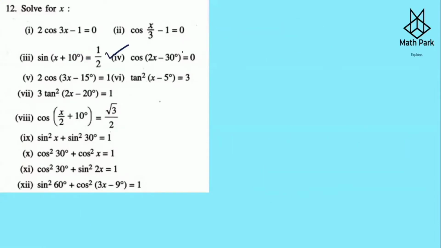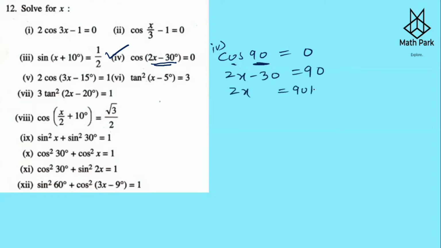Let us start with the fourth one. We have cos of 2x minus 30 is equal to 0. And we know that cos of 90 is equal to 0. We are doing the fourth one. Compare these two equations. So we get 2x minus 30 is equal to 90 degree. So 2x is equal to 90 plus 30, which is 120 degree. So x is equal to 120 divided by 2, which is 60 degree. Got it? The fourth one done.